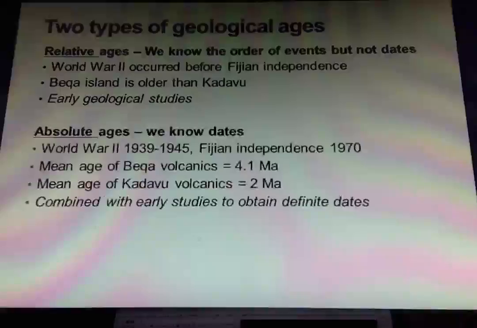But as we move through time, our methods of analyzing changes in rocks and changes in chemical composition allow us to achieve absolute dates. So we know exactly when World War II occurred, 1939 to 1945, and Fiji's independence in 1970. So now it's absolute. It's not relative.